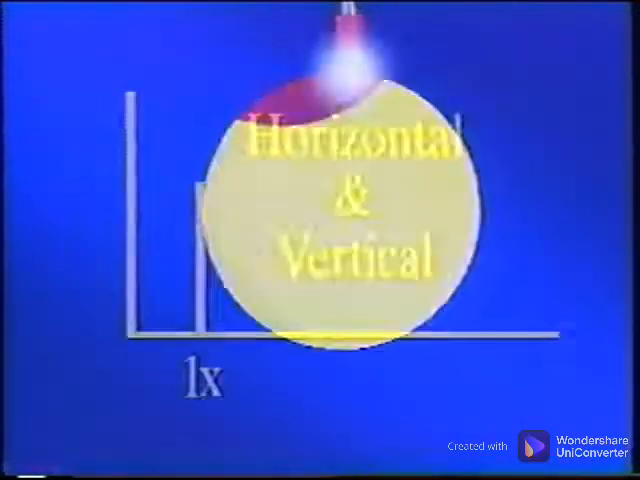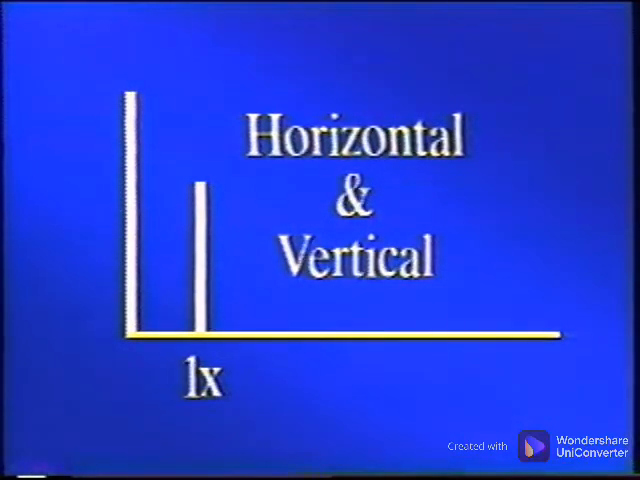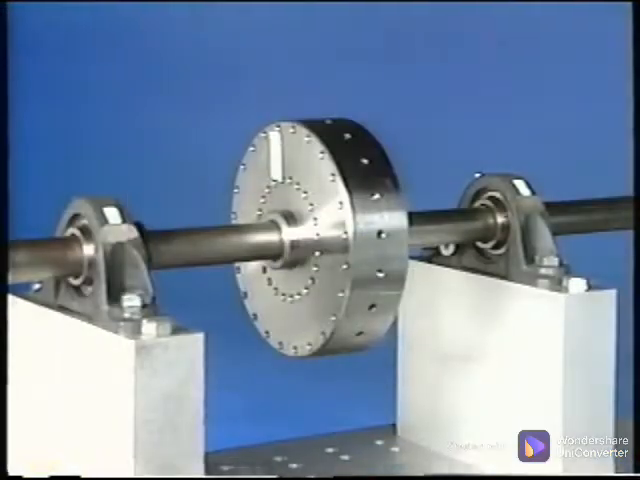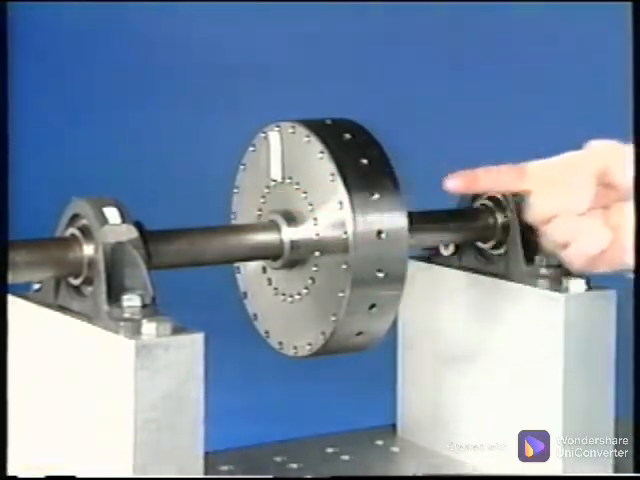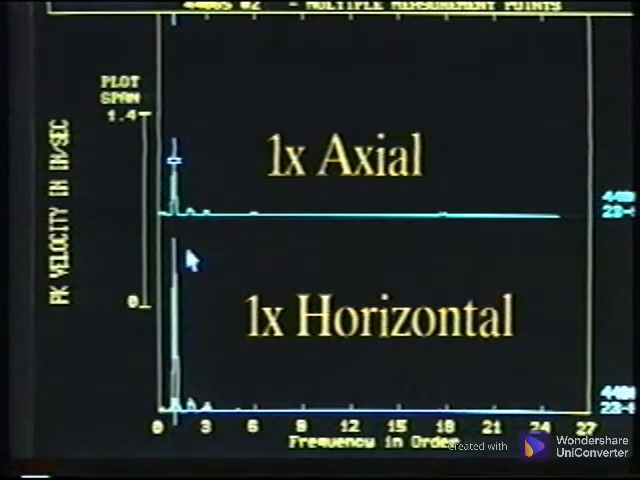Since centrifugal force is pulling the mass outward from the center of rotation, we expect a spectral peak in the radial directions, that is, the horizontal and vertical directions. However, there should be very little motion in the axial direction caused by this unbalance. An overhung fan can be an exception to this rule. But in general, if the axial measurement at shaft speed approaches the amplitude of the radial readings, look for another problem instead of unbalance.